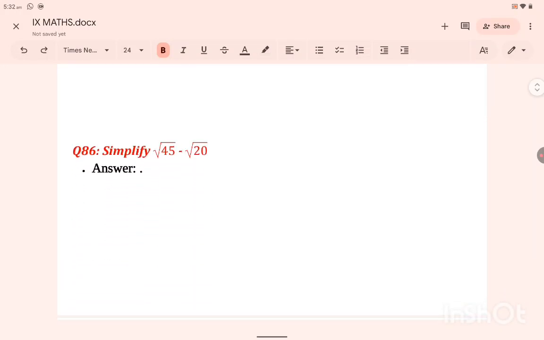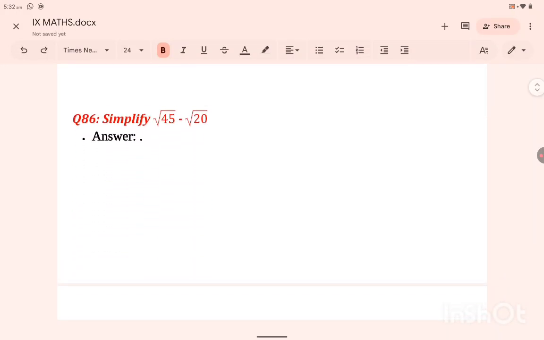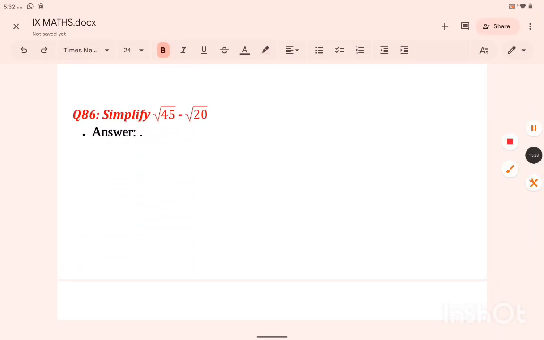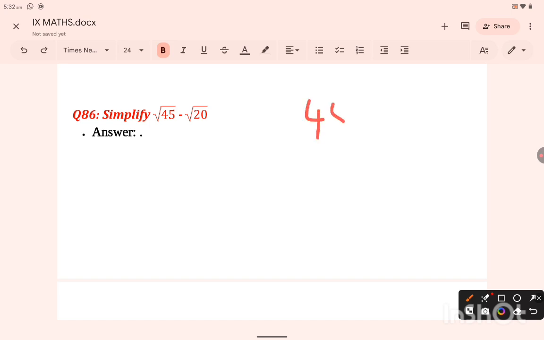Next question, 86. Simplify root 5 minus root 20. Root 45 minus root 20. Prime factorization of root 45.